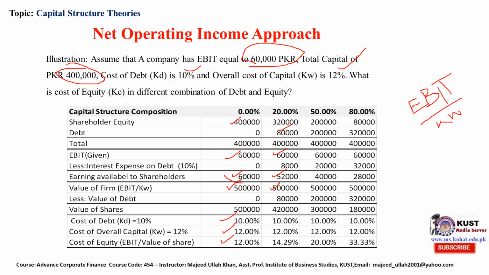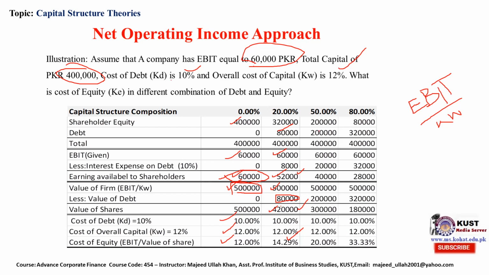That is this amount divided by this one, 500,000. Now the value of the firm is again the same, but the value of the debt is this one. The value of the share is 420,000. So this amount is available to the shareholder. 52,000 will be divided by this value. We will get the value of equity this much.